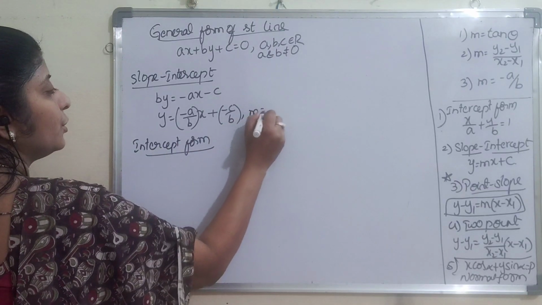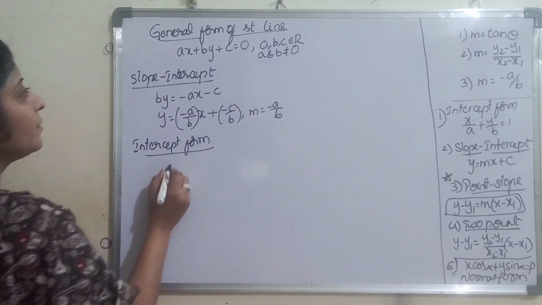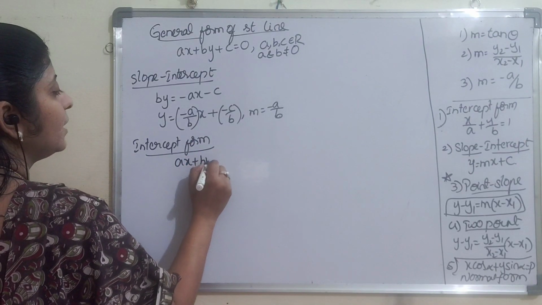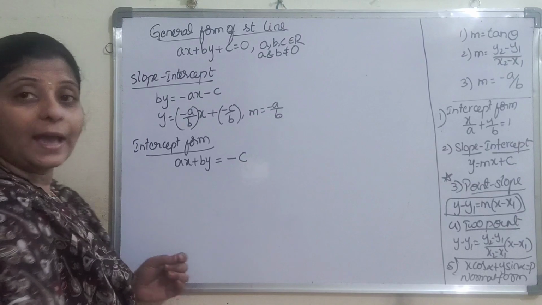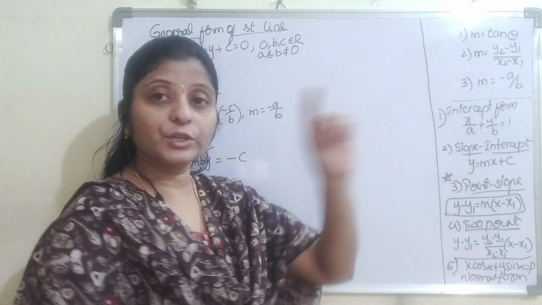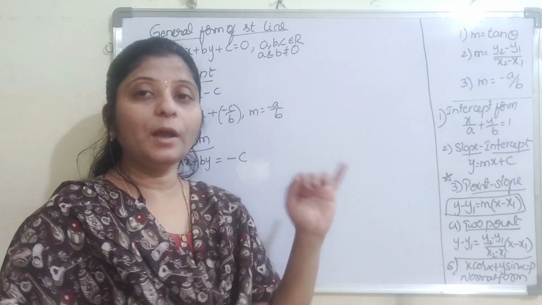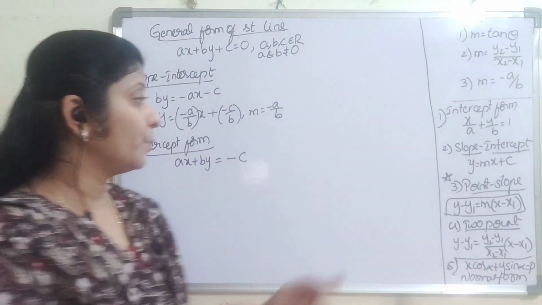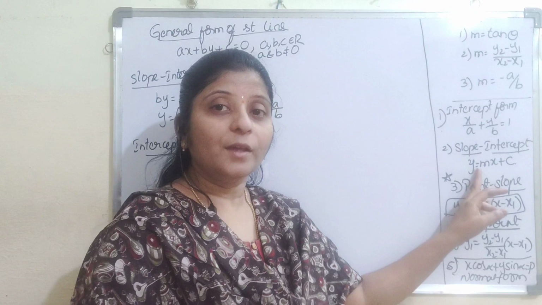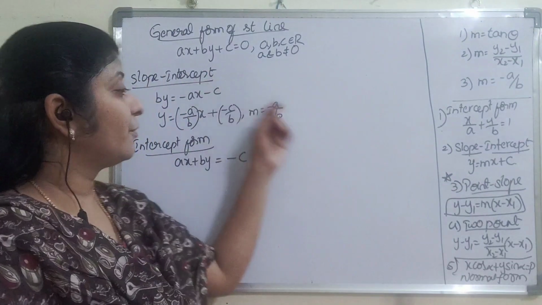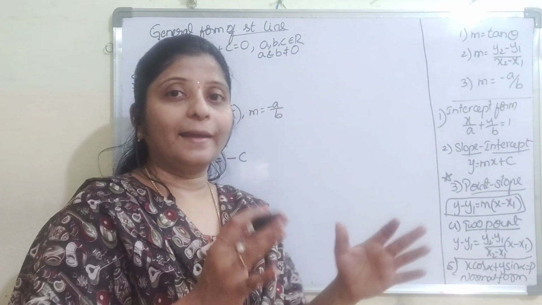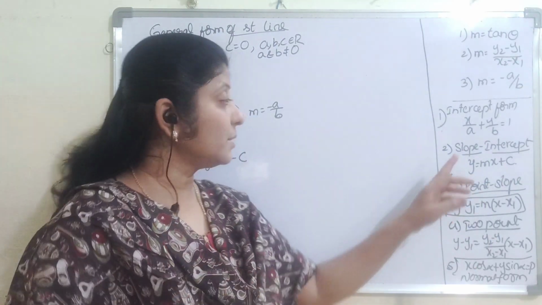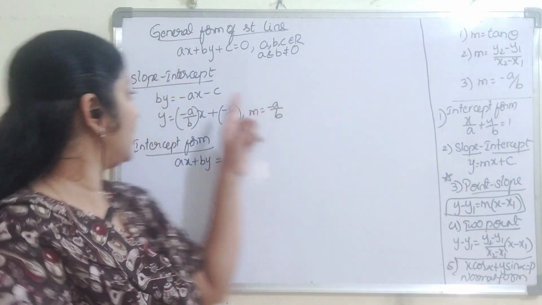So here m equal to minus a by b. So xy terms should be on one side, ax plus by equal to minus c, and the x coefficient, y coefficient should be 1. So remember how we are converting the general form into different forms. For the first form, slope intercept form, just keep y on one side and send all the remaining to the other side. And the second step is convert the y coefficient to 1.